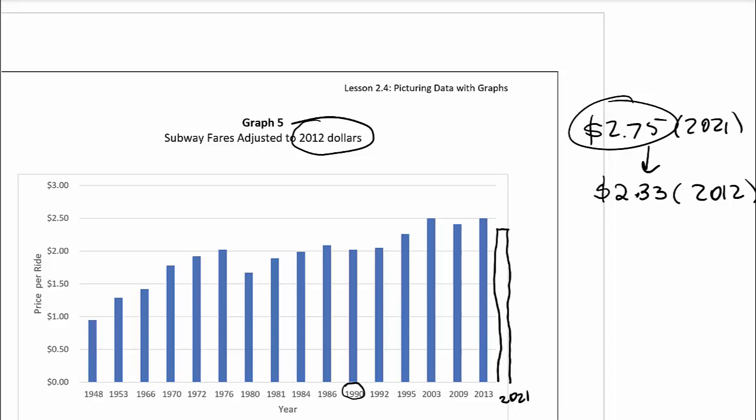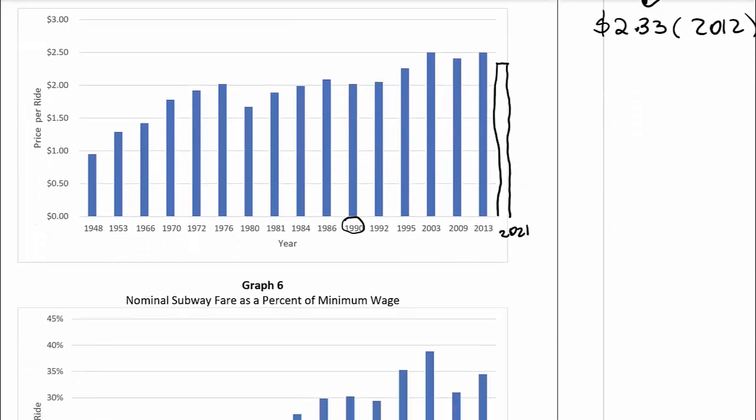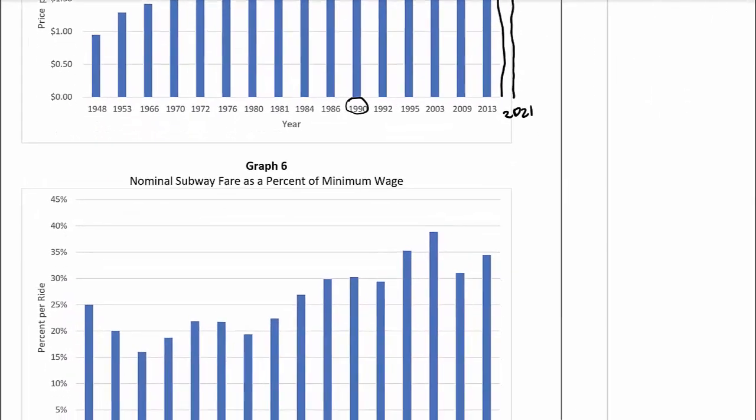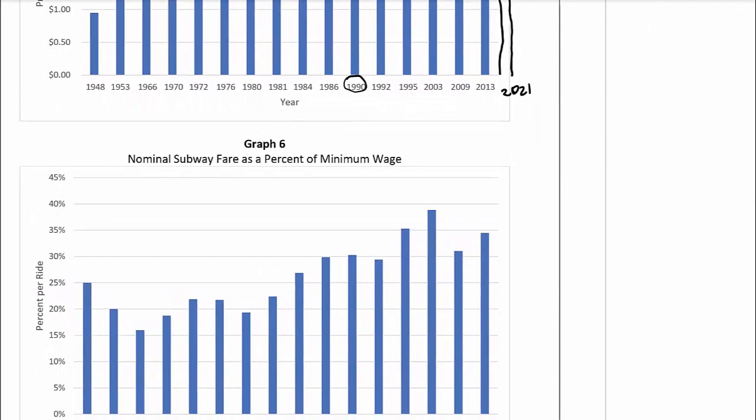It's a very interesting and important concept, so we'll explore it even more. But let's continue looking at these bar graphs. This is nominal subway fare as a percent of the minimum wage. So the minimum wage is a federal number, and each state also has its minimum wage.